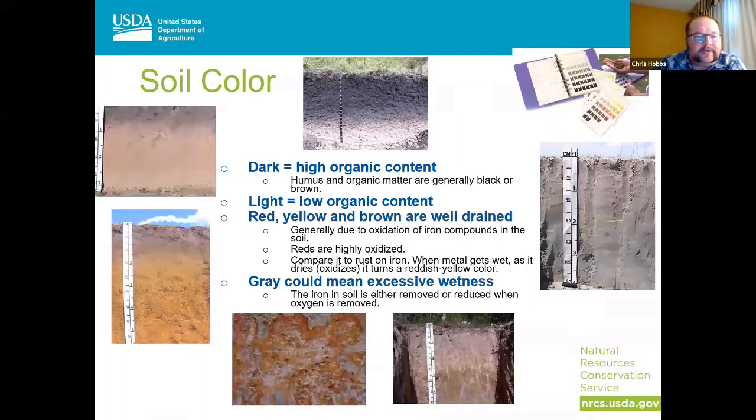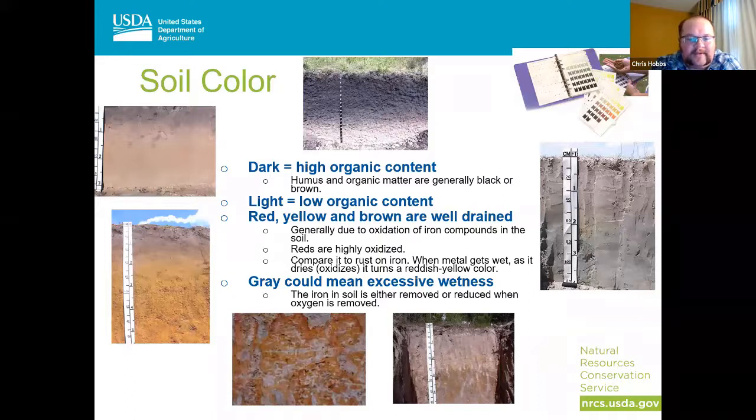So with soil color, if you have a dark soil color, you're usually high in organic content. A light color is low in organic content, and then your red, yellow, and brown soils are well drained. The red and yellows are generally due to oxidation of iron compounds in the soil, and reds are highly oxidized. You can compare it to rust on iron.